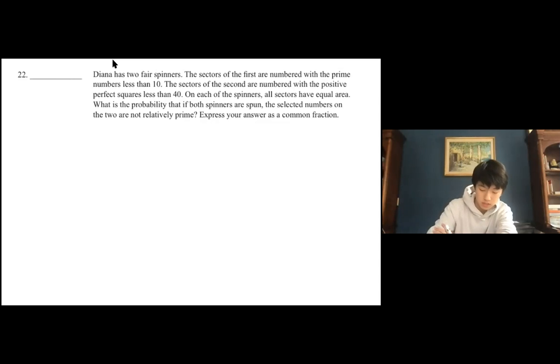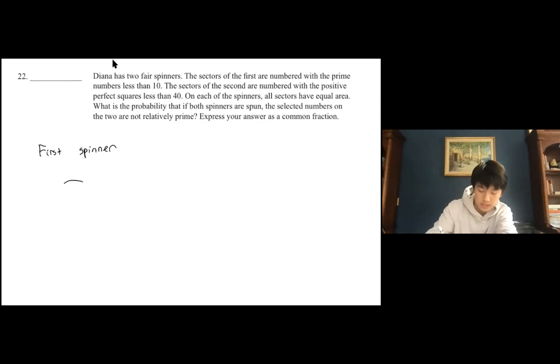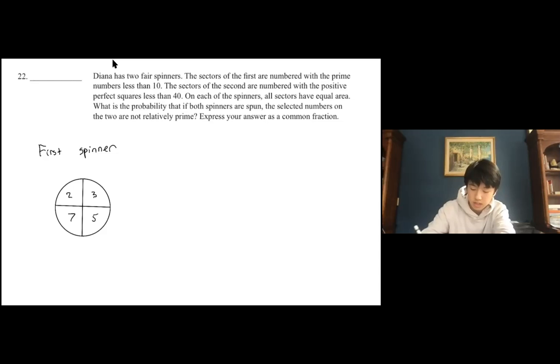So let's figure out what the first spinner looks like. This one has the prime numbers less than 10. And what are the prime numbers less than 10? Well, there are 2, 3, 5, and 7. So that means we'll have 4 sectors, 2, 3, 5, and 7. And what about the second spinner?